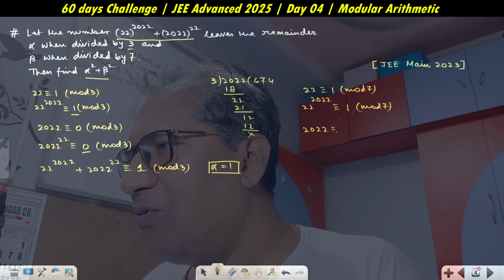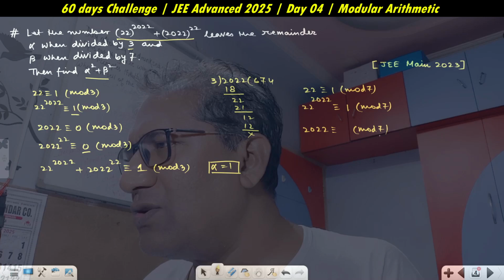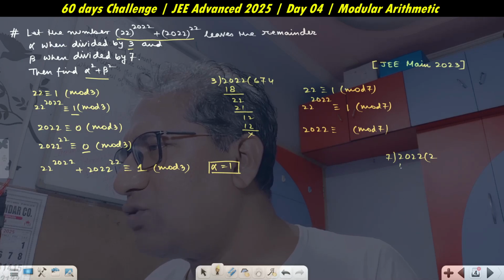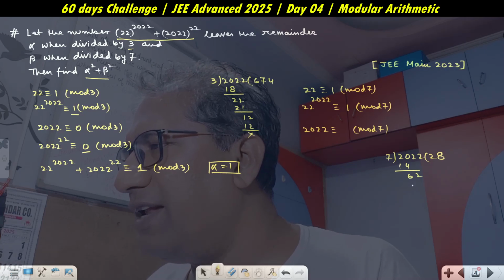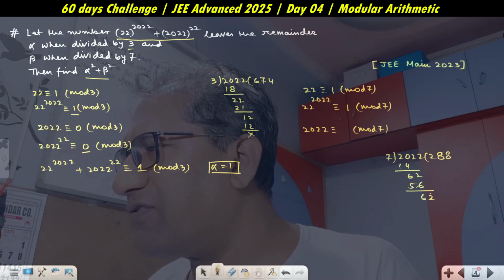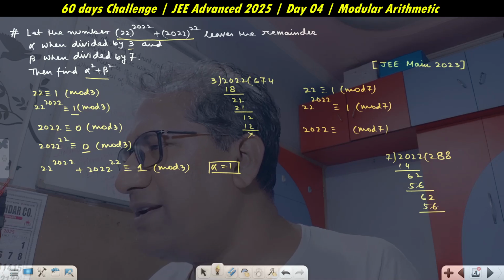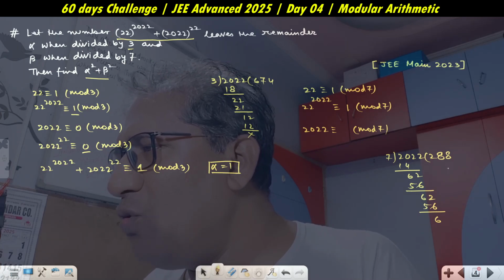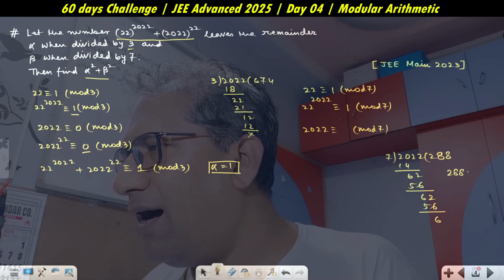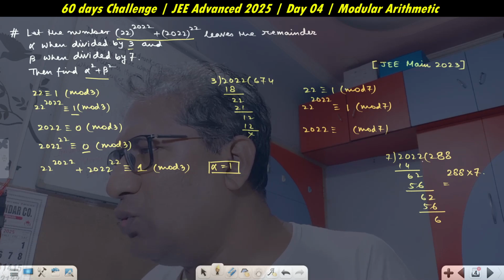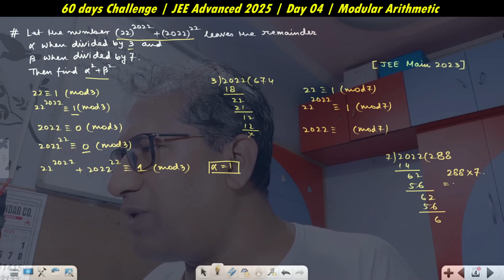2022 when divided by 7, what is the remainder? So now we have to go for this calculation. 7 2s are 14, 62, 7 8s are 56. So the remainder is 6 again, right? Okay, let me do one thing. 288 into 7 gives us 2016. And 2022 has remainder 6, so simply subtracting, we are getting 2016.